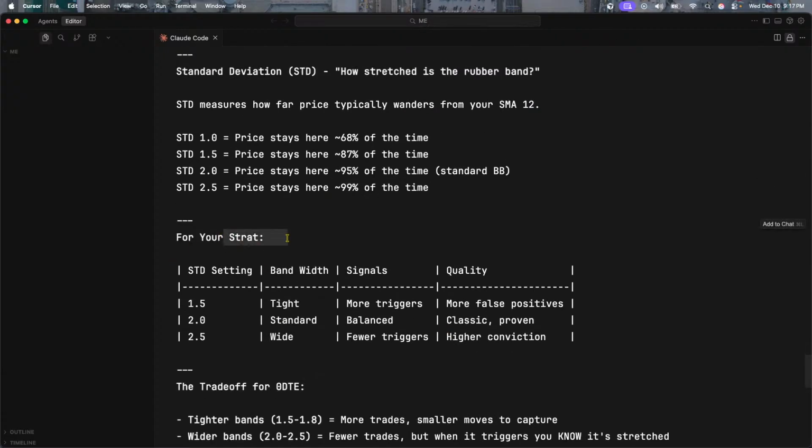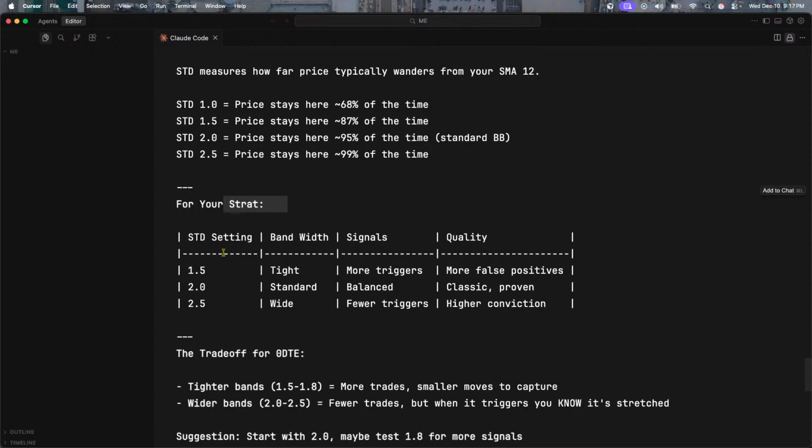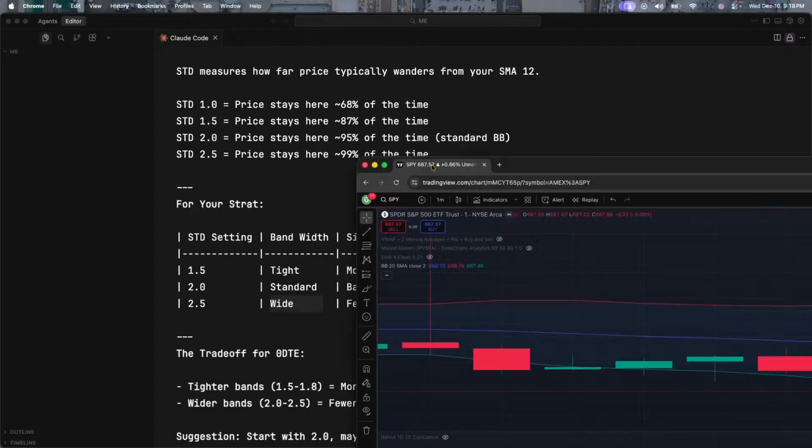For our strategy, our settings: 1.5 is tight, more triggers, but also many false signals. So we're probably going to live somewhere around there. Let's keep going. 2.0 is standard, balanced, classic, and proven. And then 2.5, we have wide bands. Let me show you what it means.